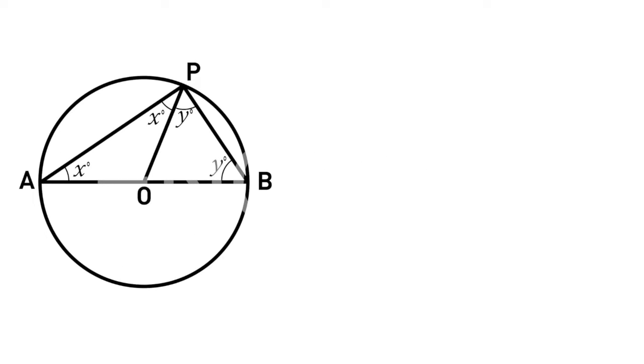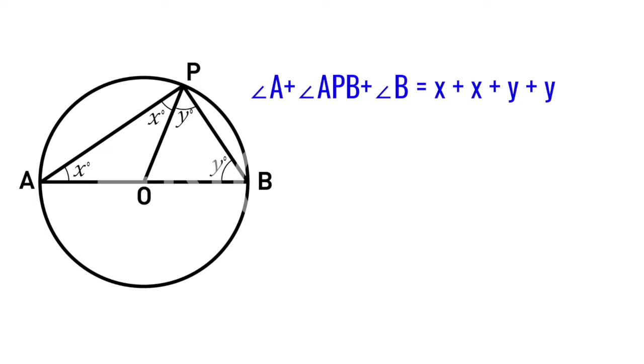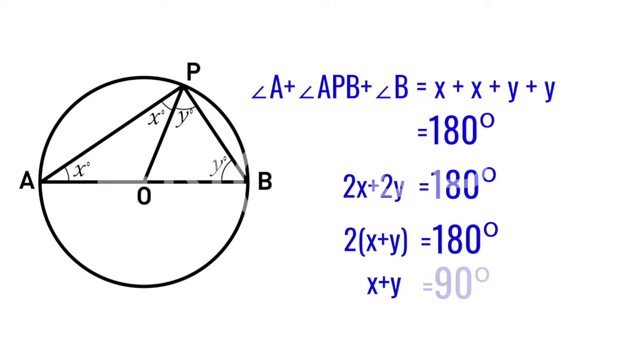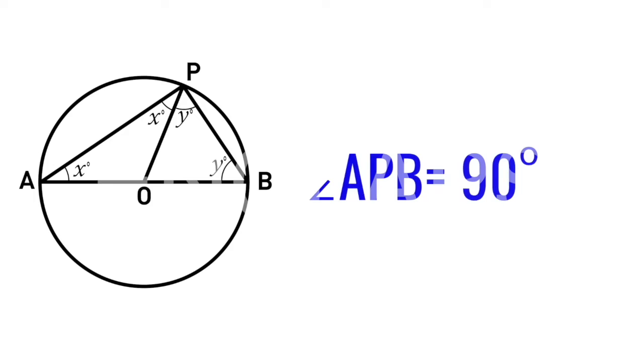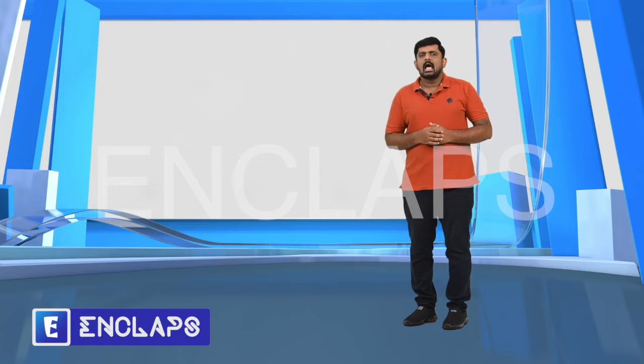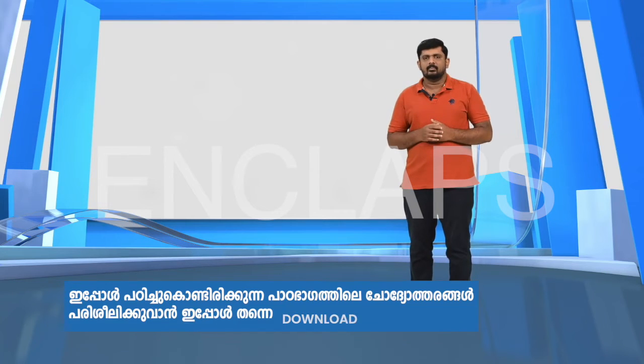Now, consider the bigger triangle APB. The sum of the angles can be written as x plus y plus y plus x, and that must be equal to 180 degrees. That is 2x plus 2y equals 180 degrees. Taking 2 outside, 2 into x plus y is equal to 180 degrees. That is x plus y is equal to 90 degrees. So now we proved that angle APB is a right angle. That is, now we mathematically proved that angle APB is a right angle.